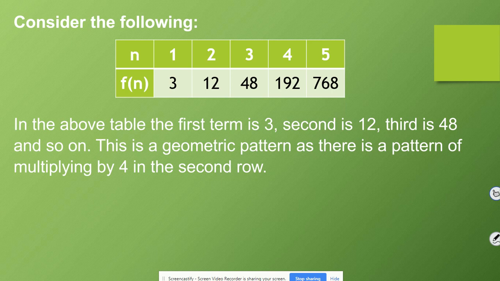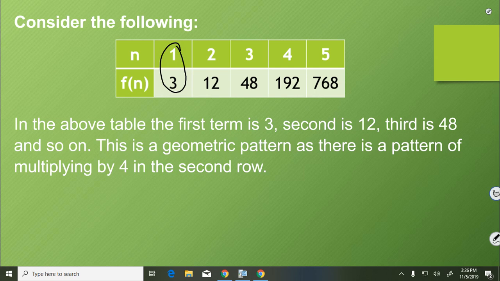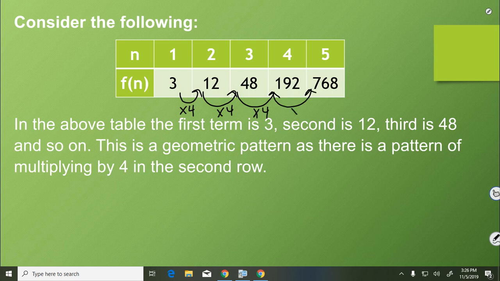If we have this table, the first term is 3, the second is 12, the third is 48, and so on. This is a geometric pattern as there is a pattern of multiplying by 4 in the second row. So if we do 3 times 4, we get 12. If we do 12 times 4, we get 48. 48 times 4 is 192, and 192 times 4 is 768. So this is a geometric pattern or an exponential function.